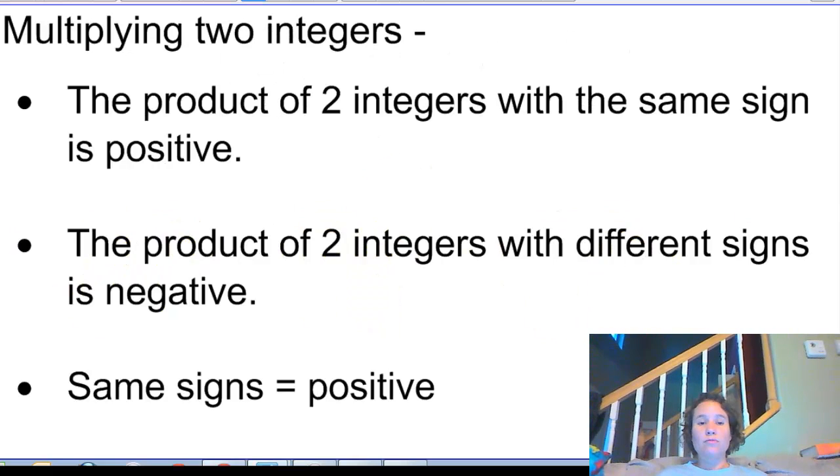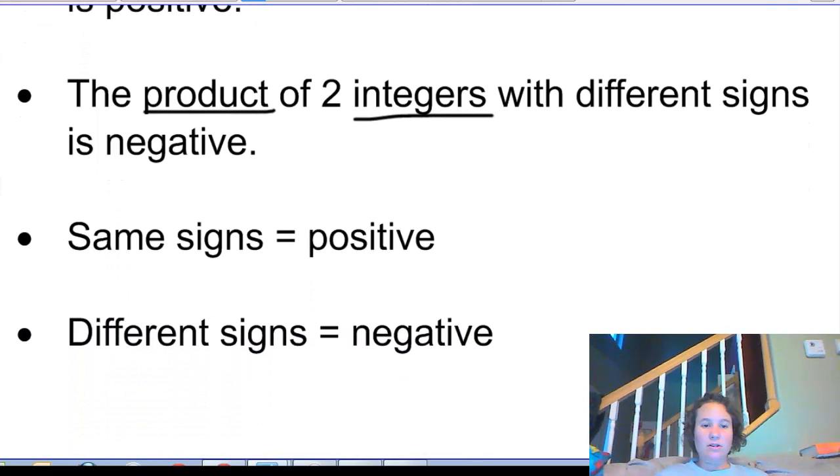So here's a rule for multiplying two integers together. I'm going to state this sort of the long way. It says the product of two integers with the same sign is positive, and the product of two integers with different signs is negative. So we're just getting used to these words: product right here, and integers. Remember, we've been talking about what those are. So product just means the answer to a multiplication problem.